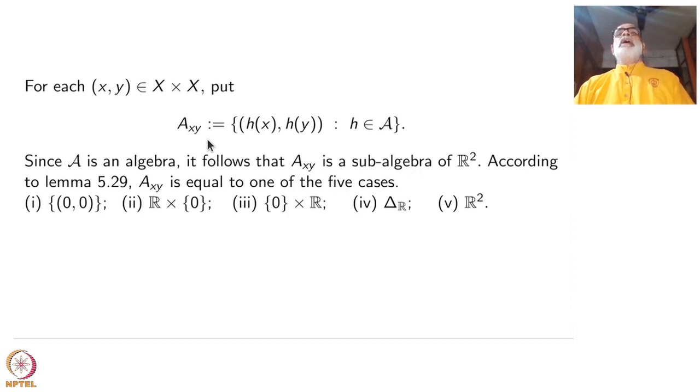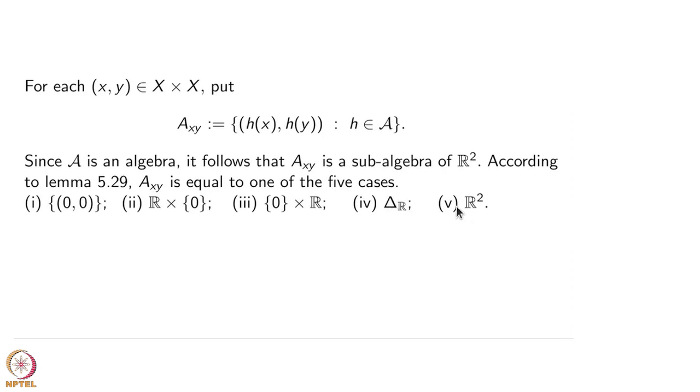So this Axy, for each point xy, you should drop down to just a subalgebra of R2. What is happening here will tell you the entire story, a complete control over A. That is the beauty of this approach. According to this lemma that we studied last time, Axy being a subalgebra of R2 is equal to one of these five: 0, R cross 0, or 0 cross R, or the diagonal, or the whole of R2.